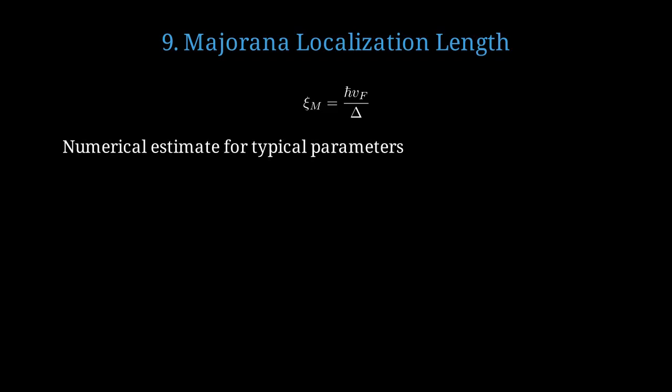A crucial parameter is the localization length, which determines how far the Majorana mode extends into the nanowire. The Majorana localization length xi m equals h bar times Fermi velocity divided by the superconducting gap delta. Let's calculate a typical value using realistic parameters. With Fermi velocity around 5 times 10 to the 5 meters per second and gap 0.25 millielectron volts, this gives a localization length of approximately 200 nanometers, much smaller than the typical nanowire length.